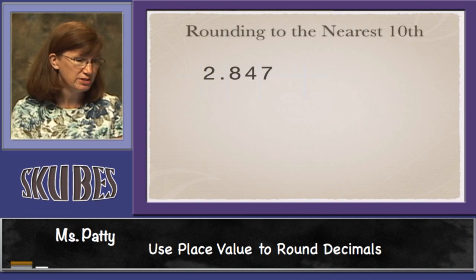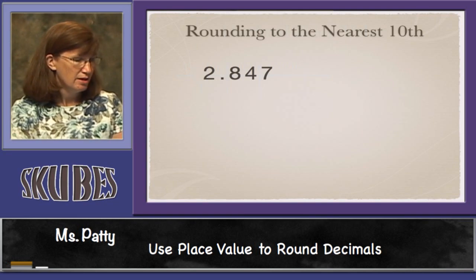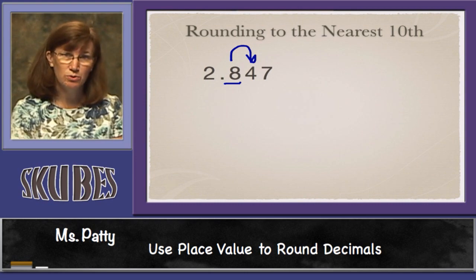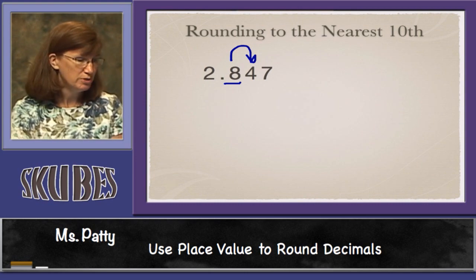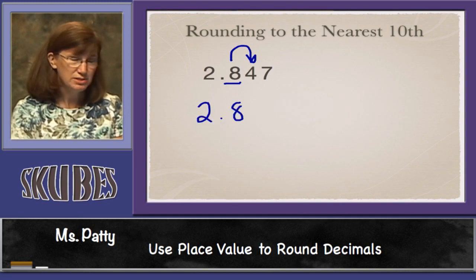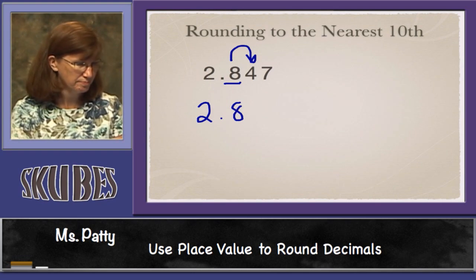So let's do some rounding to the nearest tenth. That would be this place. The 8 is in the tenths house. Again, I draw my arrow to my determining digit. That's a 4. A 4 tells us we're going to round down, which means we'll make our answer 2 and 8/10. Because this is a decimal, we don't need to write the zeros where the 4 and the 7 are. We can simply drop them.